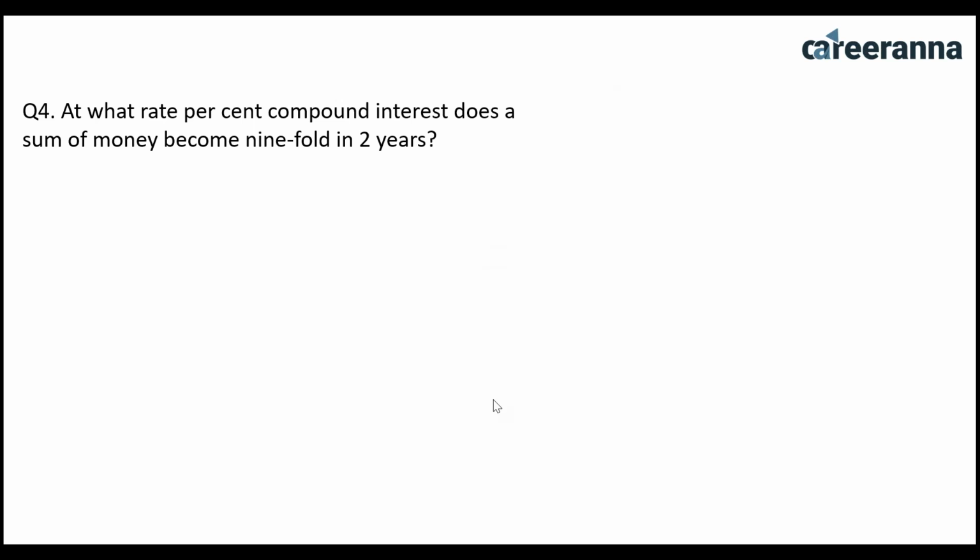Okay, so let's do it with a conventional approach. Then I'll tell you its shortcut as well. For example, the question is asking at what rate percent compound interest does a sum of money become 9 folds? See, in the question itself, we are only given 2 years, okay, time is given to us, and 9 folds. 9 folds means factor. Factor means 8 times, 10 times, 20 times, that factor.